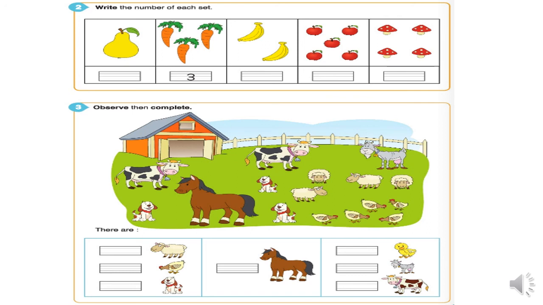Excellent. Then we have the donkey, the gray donkey. How many donkeys do we have here? Great, we have 1 donkey, so we write number 1. And finally, we have 2 cows.